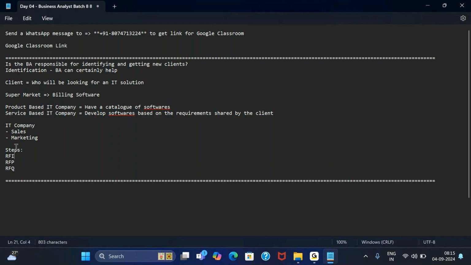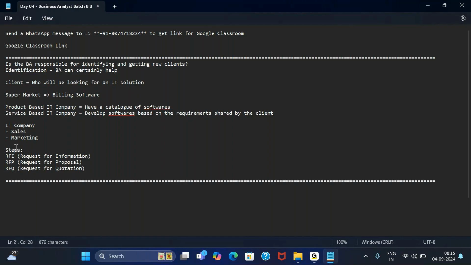Okay, so generally it is categorized into a three-step approach. One is RFI, that is called request for information. Second is RFP, that is called request for proposal. And the last one is RFQ, sorry, request for quotation.